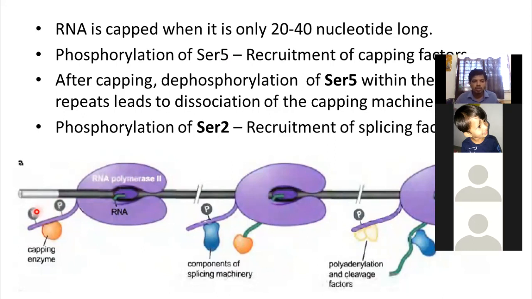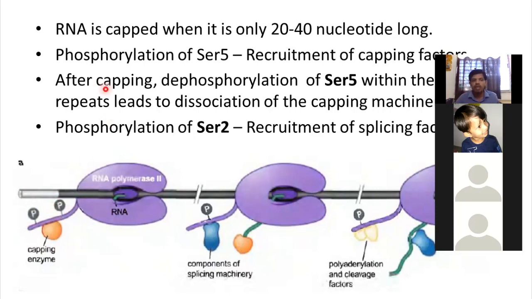So there is a phosphorylation. When the capping enzyme reaches this particular point, there is a phosphorylation in the tail region of the RNA polymerase, at which position, either the 2nd or the 5th? Your answer will be the 5th position, because phosphorylation of the serine at the 5th position is responsible for the recruitment of the capping factor. After capping, there is dephosphorylation of serine 5 within the heptapeptide repeats. Once the capping is over, this enzyme should be removed from this area, so there should be dephosphorylation.